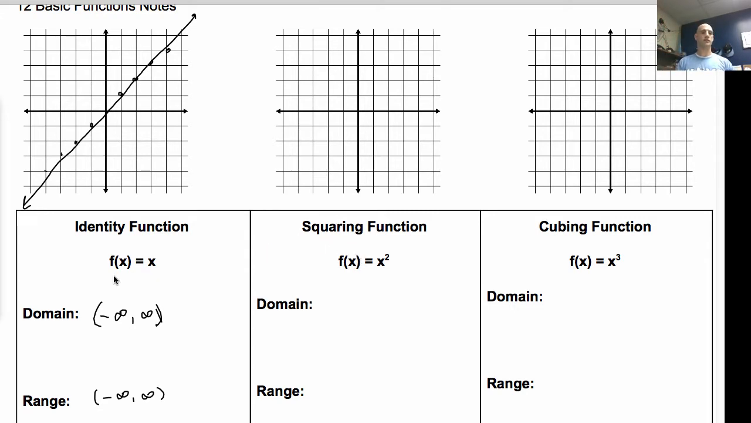All right, the squaring function. Now, some of these titles are going to be like, well, that's just x squared. Why does that matter? That's just their title. Okay, so like that's their proper name. The squaring function is f of x is equal to x squared, or y equals x squared.